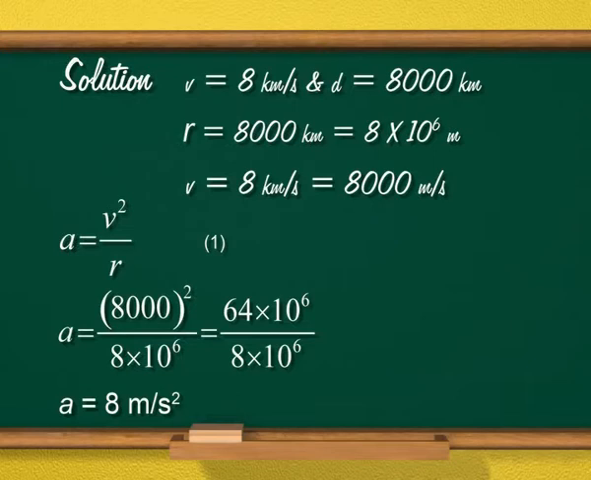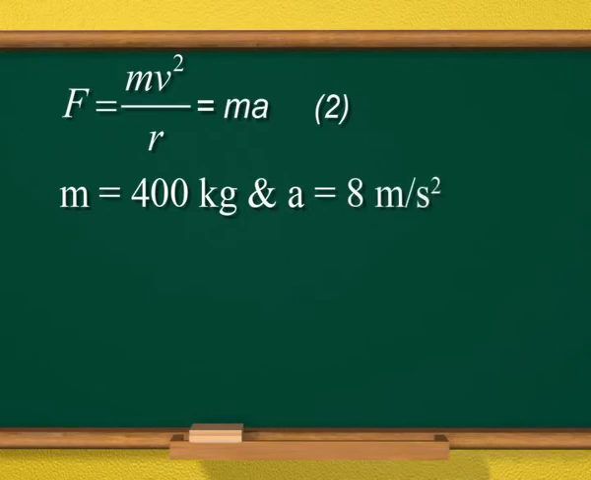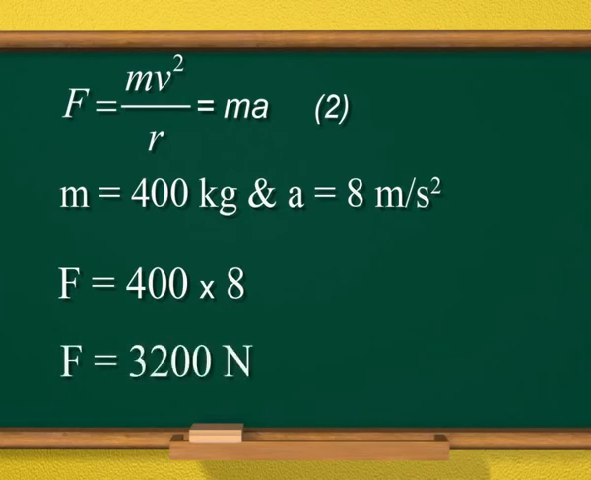If m is the mass of the object moving with linear speed v in a circular path of radius r, then the centripetal force required for uniform circular motion is F = mv² / r, which is equal to ma, equation 2. Here, a is the centripetal acceleration of the object. Now, substituting m = 400 kilograms and a = 8 meters per second squared in equation 2, we get F = 400 × 8. On simplification, F = 3200 Newton. Hence, the centripetal force required for uniform circular motion is 3200 Newton.